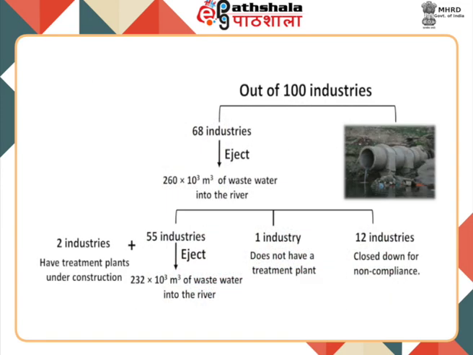About 100 industries were identified on the main river itself. 68 of these were considered grossly polluting and were discharging 260 × 10^3 m3 of wastewater into the river. Under the Water Prevention and Control of Pollution Act 1974 and the Environment Protection Act 1986, 55 industrial units generating 232 × 10^3 m3, out of the total of 68 identified grossly polluting industrial units, complied and installed effluent treatment plants. In addition, two others have treatment plants under construction, and currently one unit does not have a treatment plant. Legal proceedings have been taken against the remaining 12 industrial units, which were closed down for non-compliance.